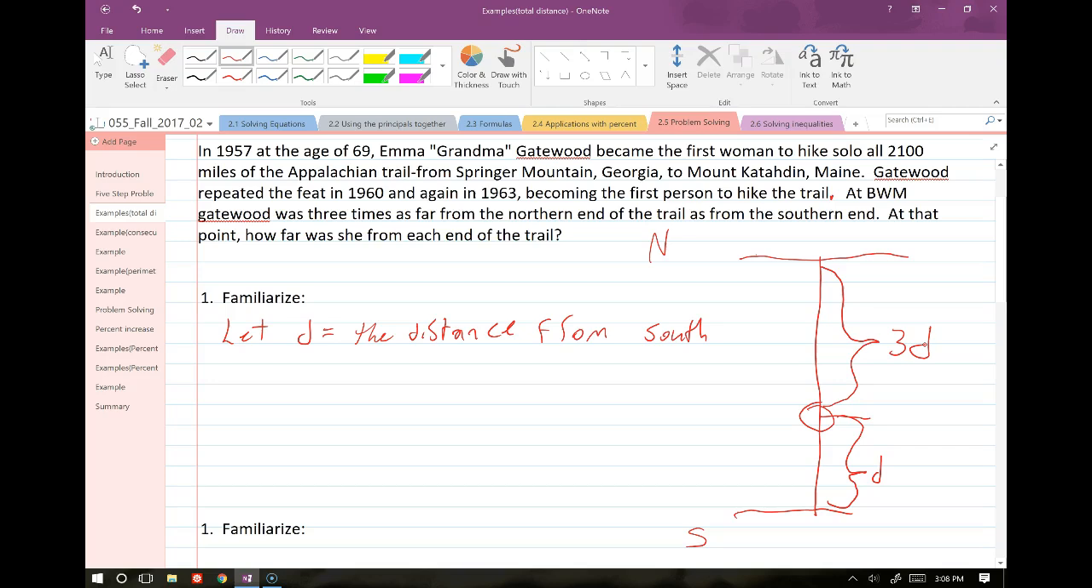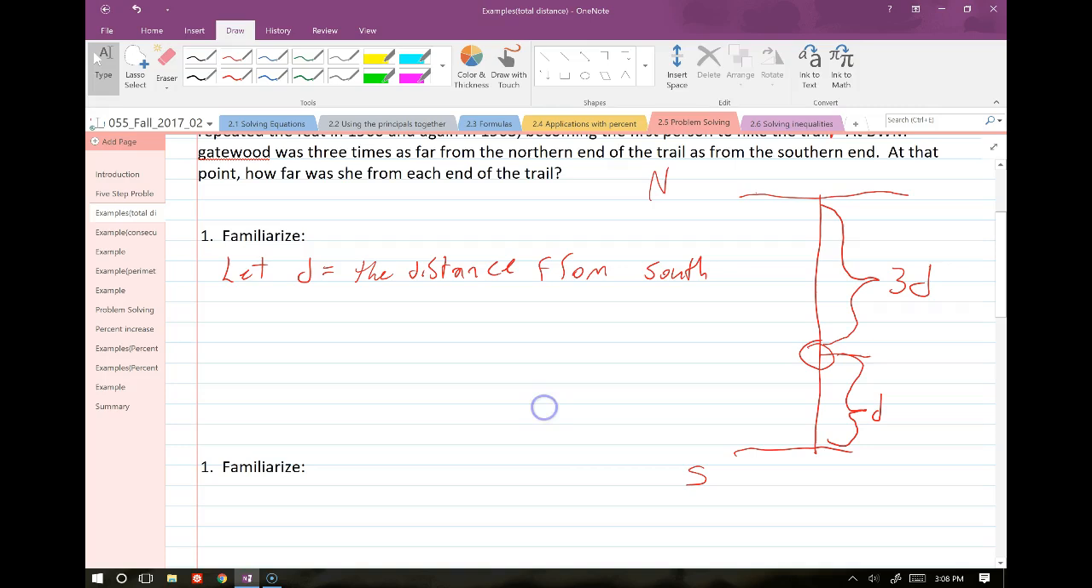And so what we're doing here is naming one variable and defining the other variable based on that. It would be easy to just have two different variables, maybe X on the northern end and Y on the southern end. But they gave us enough information that we don't need that. We can break it all down to one variable. In a lot of these problems, that's what it's all about. They'll give you a standard value, like they did D in this one, and then another value related to D, and we can name those as our variables.